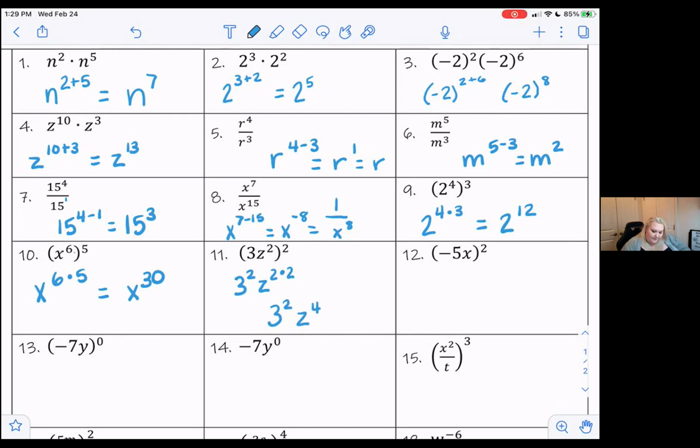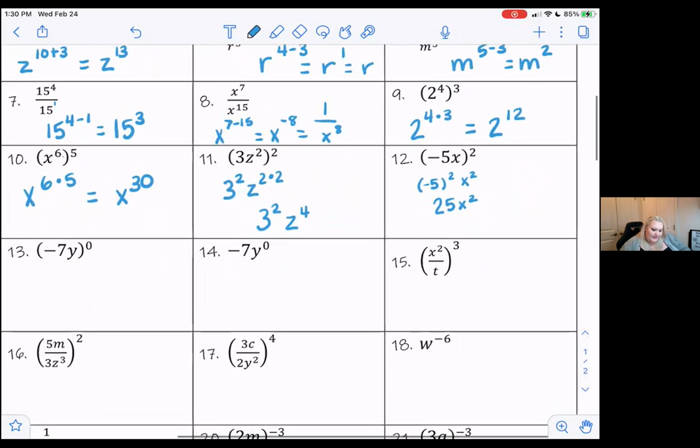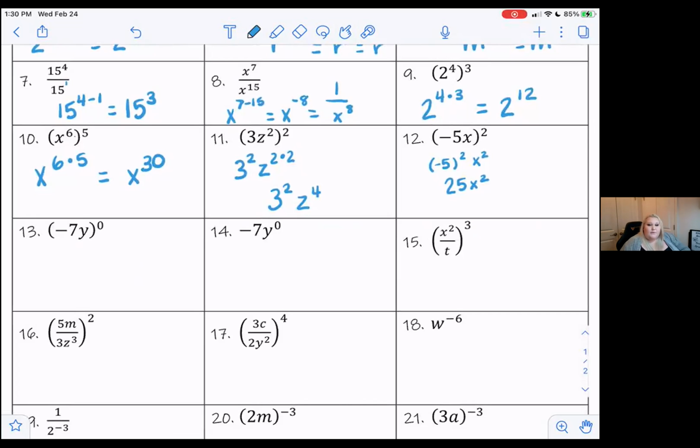Lots of exponents there. Next one says negative 5. So remember, we've got to keep the negative 5 in there. And that's being squared. And x is being squared. If we were to multiply, this is saying negative 5 times negative 5, which would give me positive 25x squared. Or you could leave it at negative 5 in those parentheses, just in case it ever asks you for that standard form.